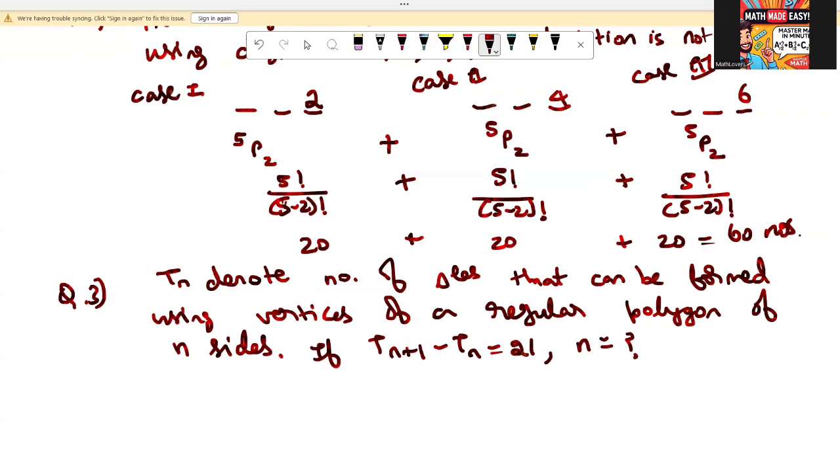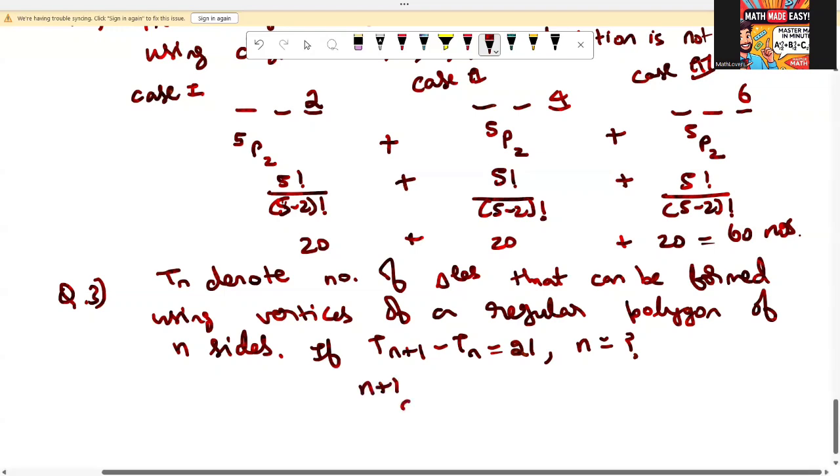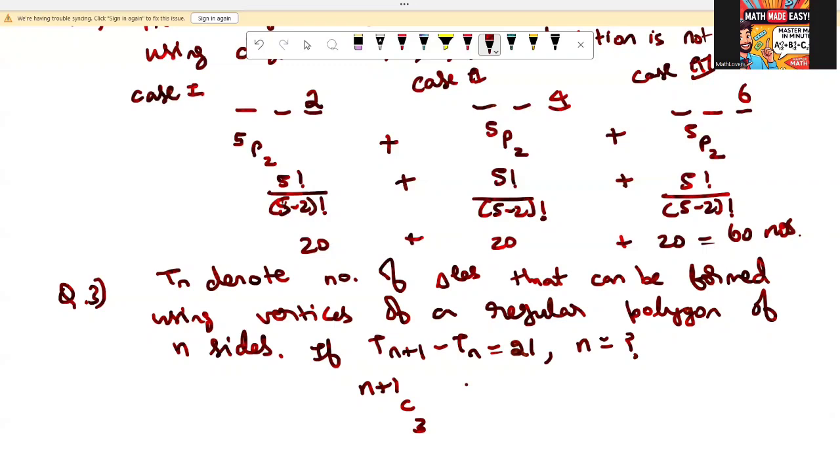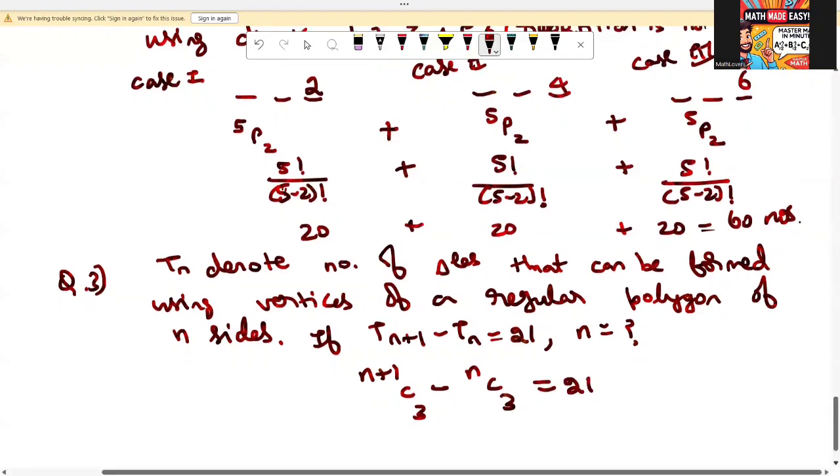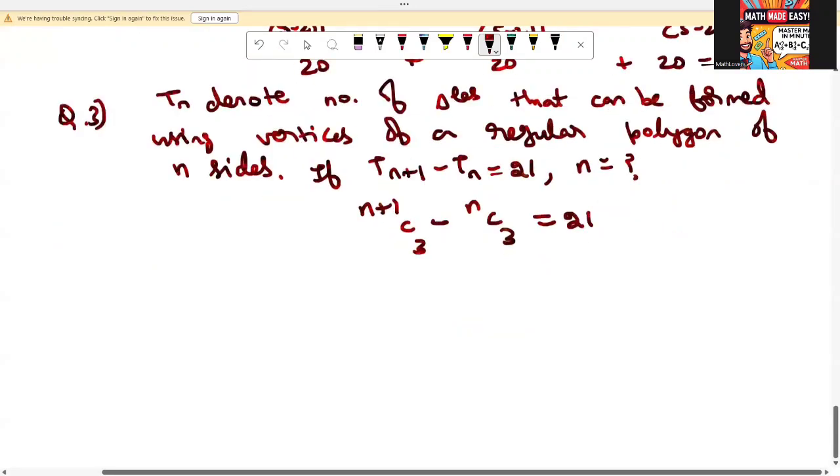Okay. So to create a triangle, you will be requiring 3 vertices. So Tn plus 1 denotes a regular polygon having n plus 1 vertices. So from n plus 1 vertices, you need to choose 3 vertices to make a triangle. Tn represents the number of triangles that you can make from a regular polygon of n vertices. So from n vertices also, you need 3 vertices to make a triangle. So n plus 1 C3 minus n C3 is going to give us 21 according to the question. So we'll try to solve this.